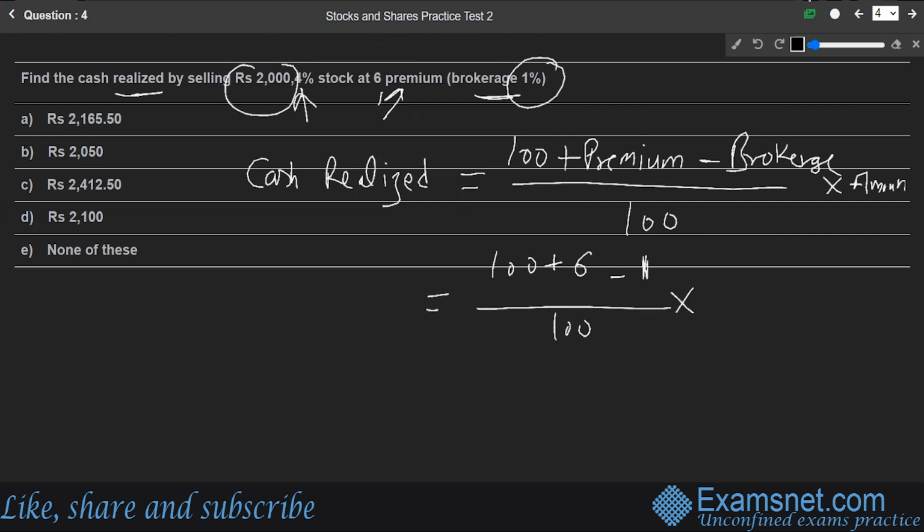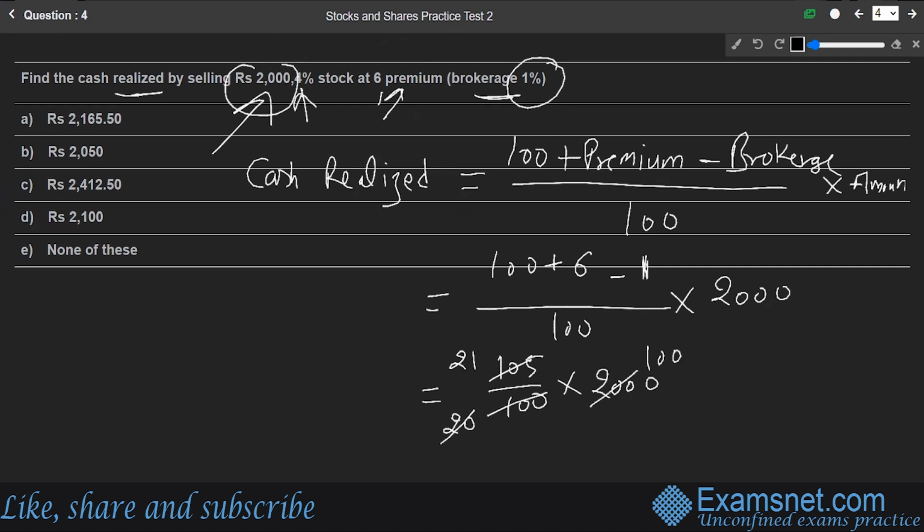How much is the amount value given? Amount value given is 2000. So we are supposed to solve this. This becomes 106 minus 1 is 105, divided by 100 into 2000. If we cut them by 5, this is 21, this is 20. 20 cuts 2000 by 100, and 21 into 100 simply gives you 2100 rupees. So this is the cash realized value or the purchase cost, 2100, which is available clearly in option D, so that becomes the right answer.